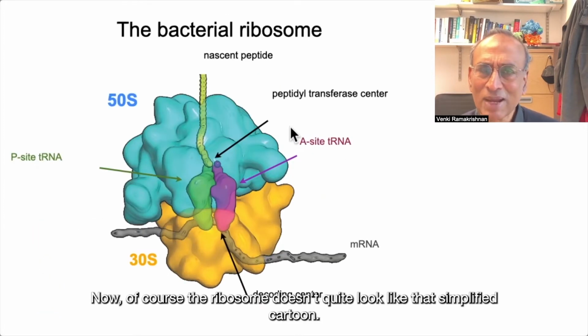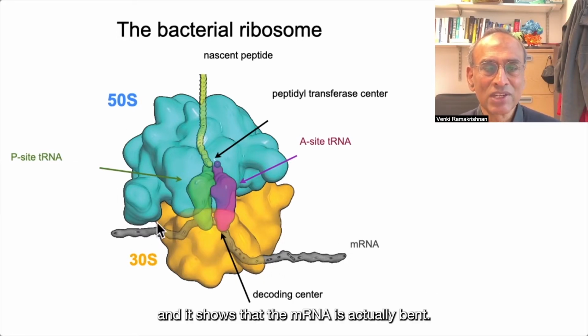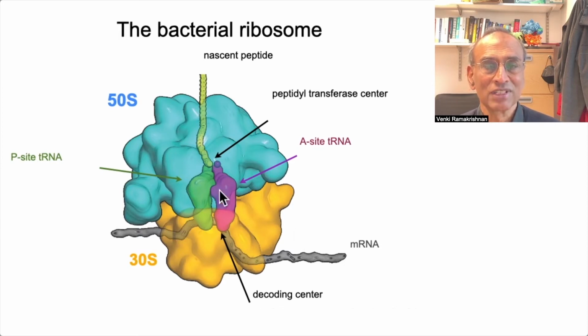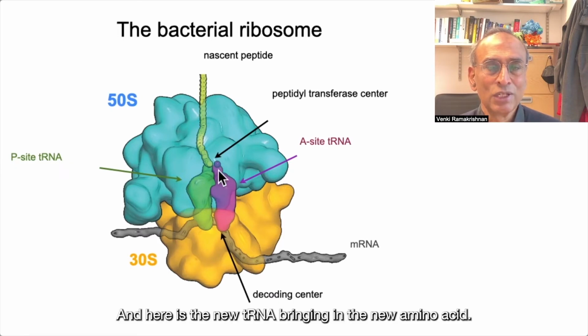Now, of course, the ribosome doesn't quite look like that simplified cartoon. Here's a picture of the ribosome, a sort of low resolution image from electron microscopy, and it shows that the mRNA is actually bent. It curves around the small subunit and is buried in a cleft. The tRNAs are L-shaped, and this is the tRNA holding the growing peptide chain, which emerges out of a tunnel in the large subunit. And here is the new tRNA bringing in the new amino acid.